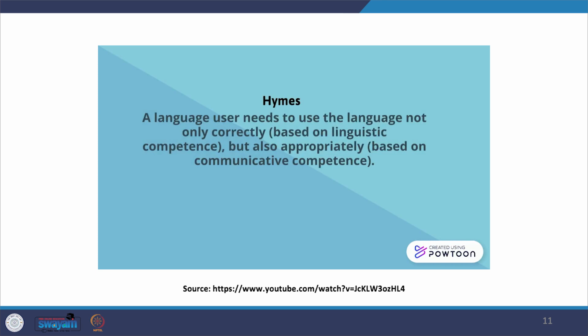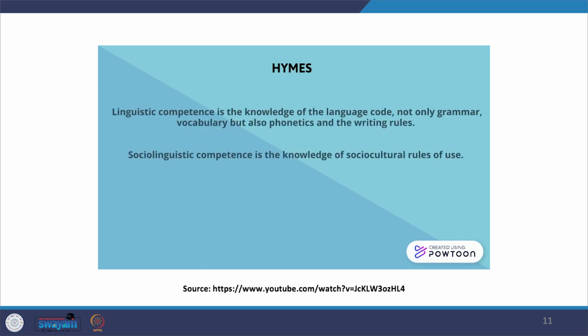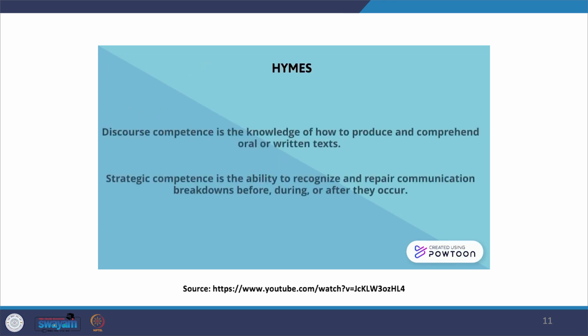He developed the four components of communicative competence: linguistic, sociolinguistic, discourse, and strategic competence. Linguistic competence is the knowledge of the language code, not only grammar and vocabulary but also phonetics and the writing rules. Sociolinguistic competence is the knowledge of sociocultural rules of use. Discourse competence is the knowledge of how to produce and comprehend oral or written texts. Strategic competence is the ability to recognize and repair communication breakdowns before, during, or after they occur.